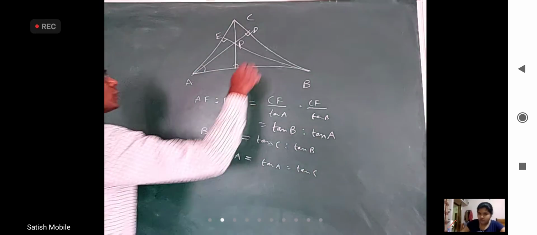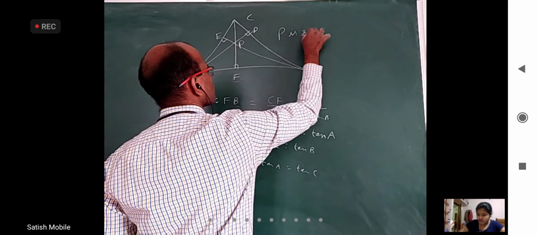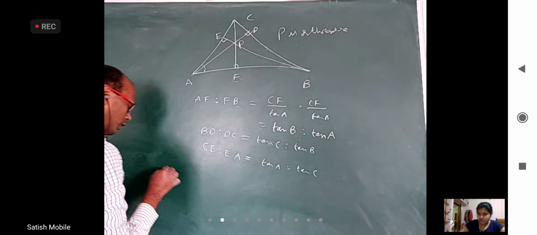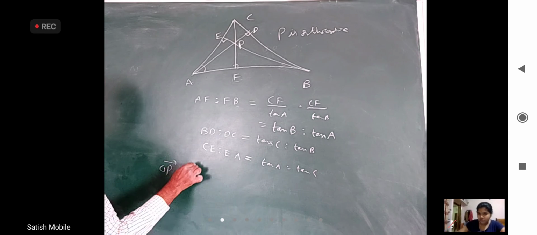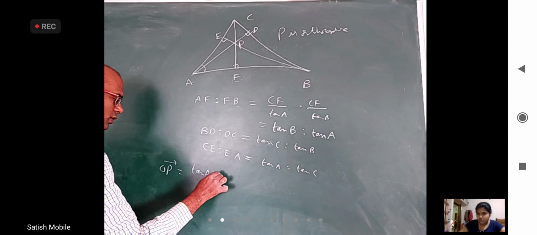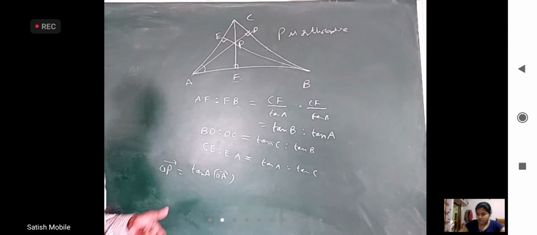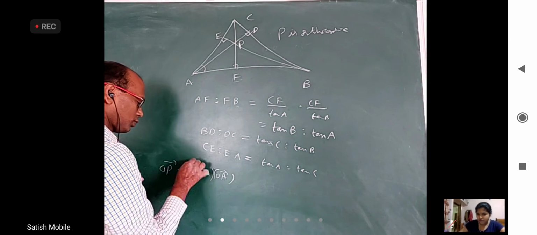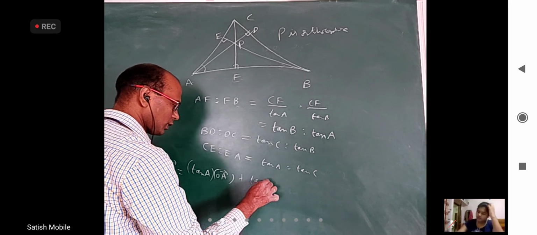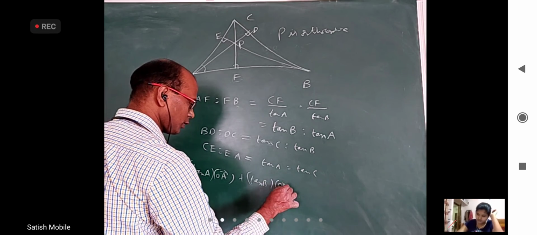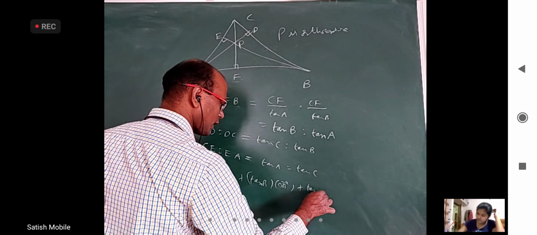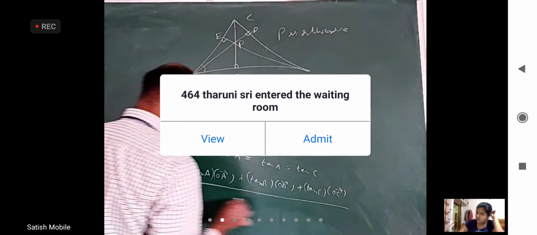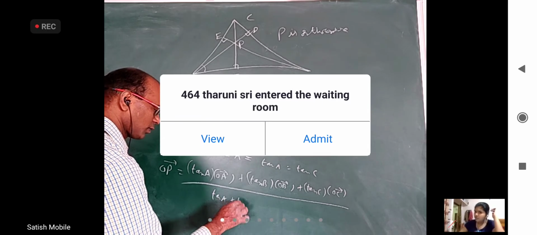Okay. So here P is the orthocenter. Now directly I can write OP bar is equal to tan A into OA bar, because the earlier LMN are now L is tan A, M is tan B and N is tan C. So it is tan A into OA bar plus tan B into OB bar plus tan C into OC bar, by tan A plus tan B plus tan C.